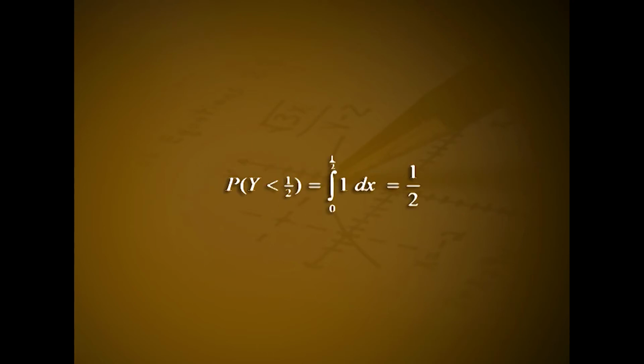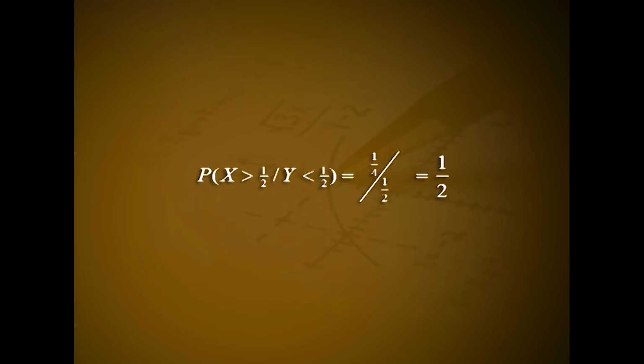f2(y) equals the integral from 0 to 1 of 1 dx, that is equal to 1 for 0 < y < 1. P(y < 1/2) equals the integral from 0 to 1/2 of 1 dy, that is equal to 1/2. Hence, P(x > 1/2 given y < 1/2) equals 1/4 divided by 1/2, that is equal to 1/2.